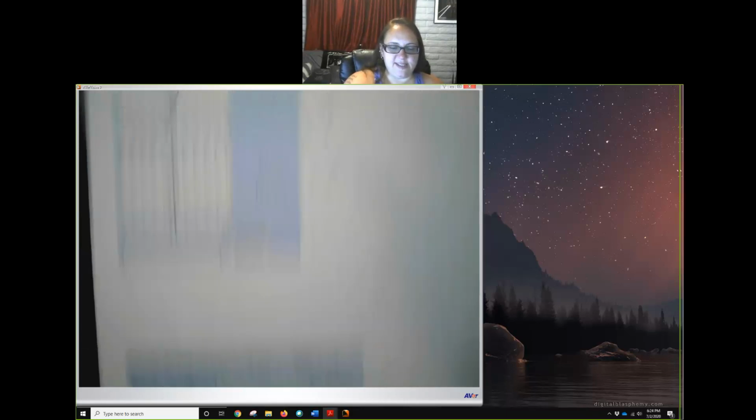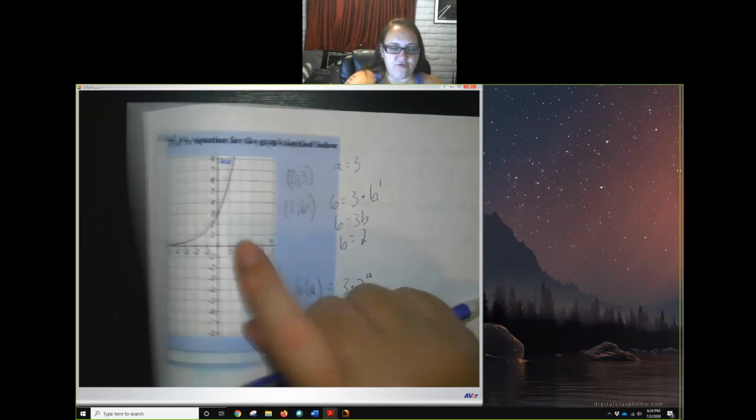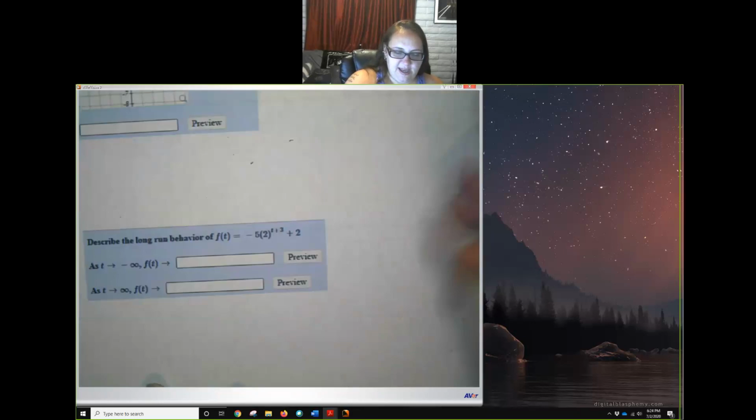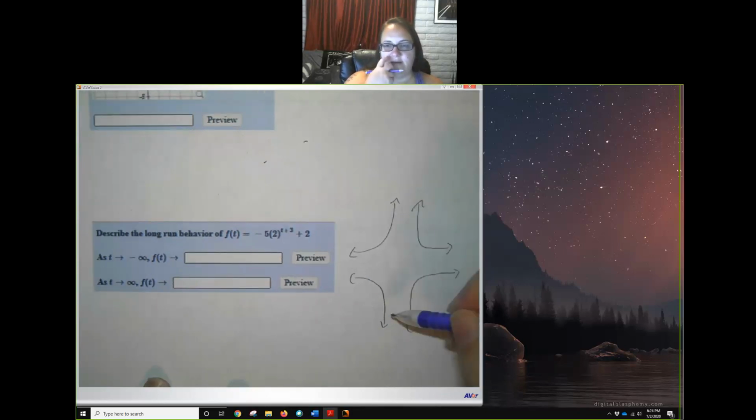The graphs, this is the basic shape of a graph of an exponential function. Because of transformations, it could flip over the y-axis and it would be like that. It could flip over the x-axis and it would be like this. So we have 4 different possibilities. And these depend on my a value and my b value.